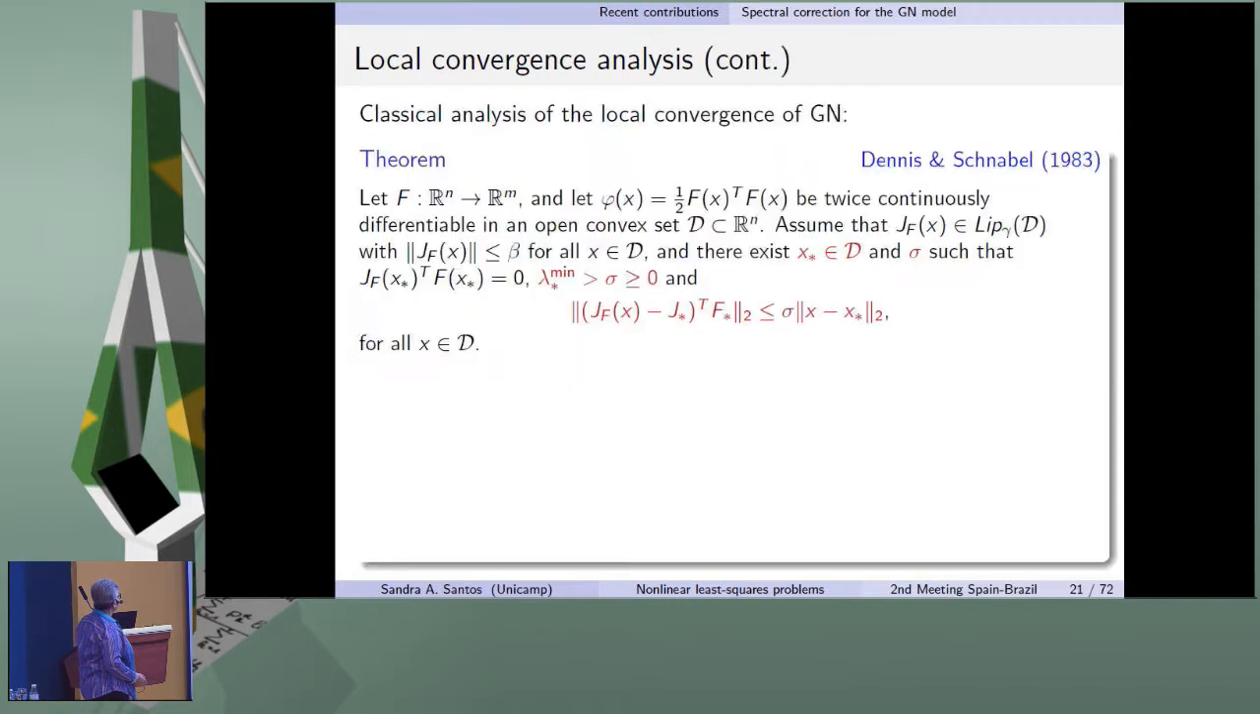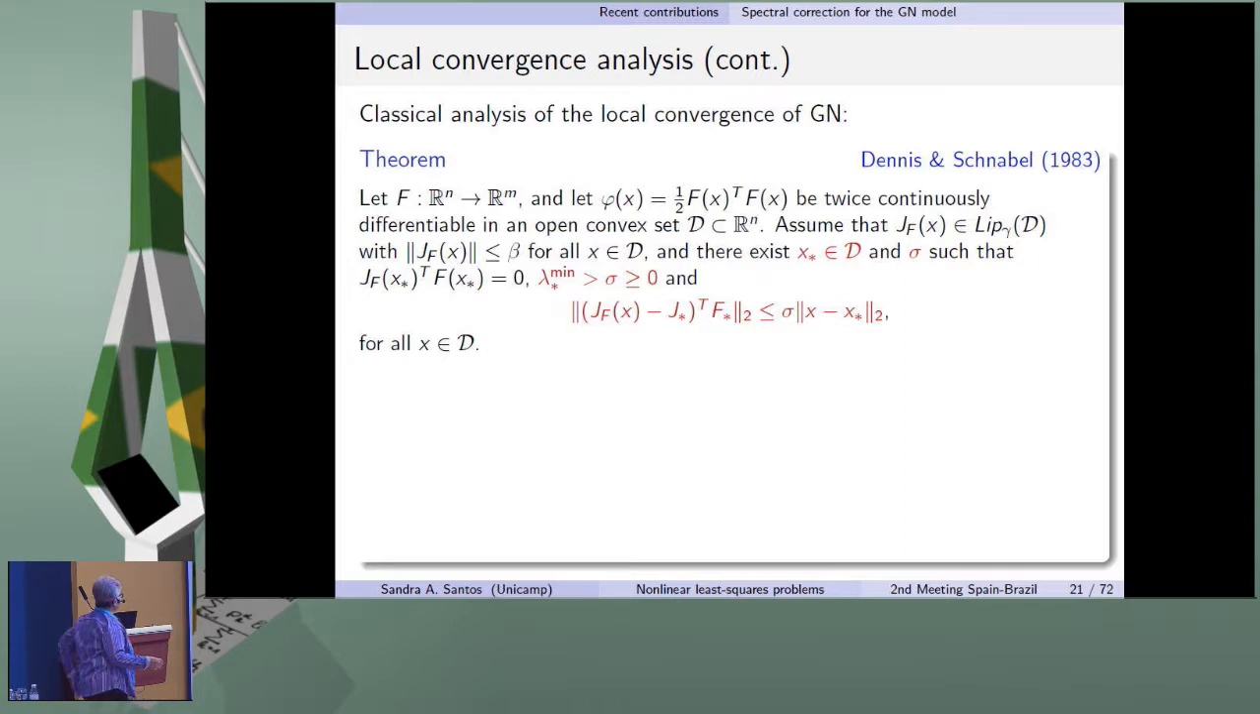Okay, so to give you an idea of our result, I will start with the classical analysis of convergence of Gauss-Newton as presented and proved in Dennis and Schnabel's book. So let us say that our objective function of the NLS problem is twice continuously differentiable, and the Jacobian is Lipschitz continuous and bounded.